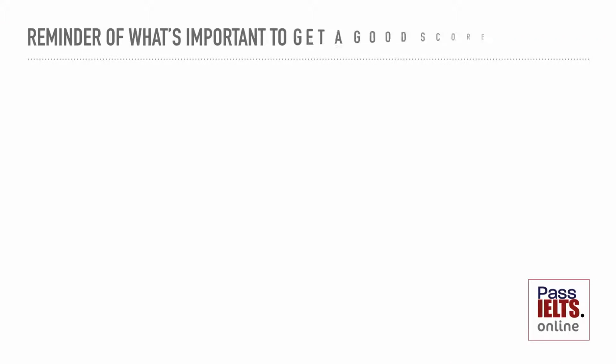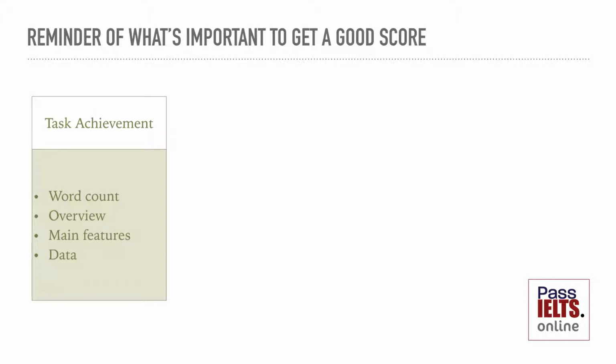Now, you can skip this slide if you remember what things are important to include. If not, then please carry on watching. Let's remind ourselves of what's really important to include in your process description in order to get a good score. In task achievement, first of all, as with the other tasks, you need to write at least 150 words. Don't forget you won't be penalised for writing less or more.